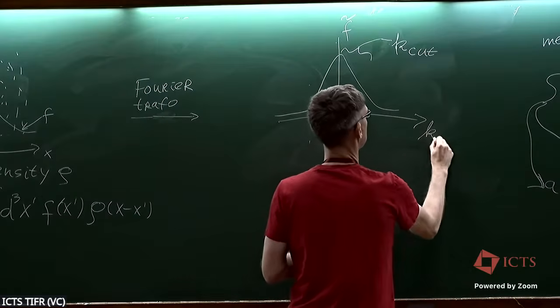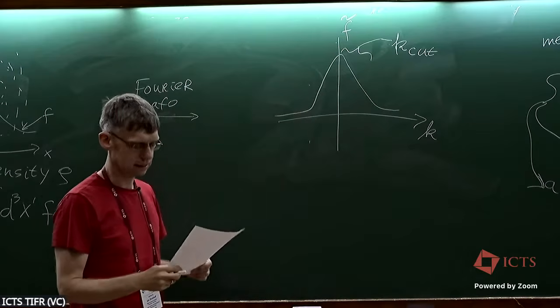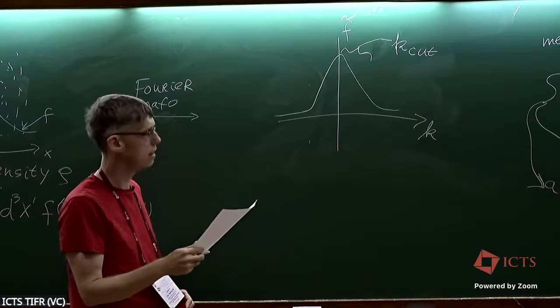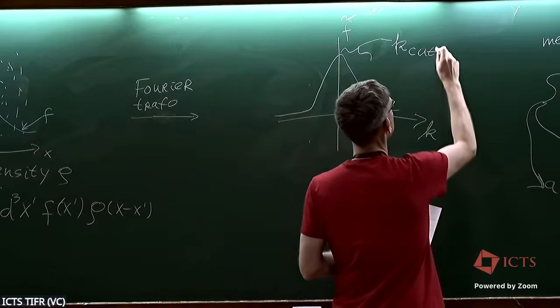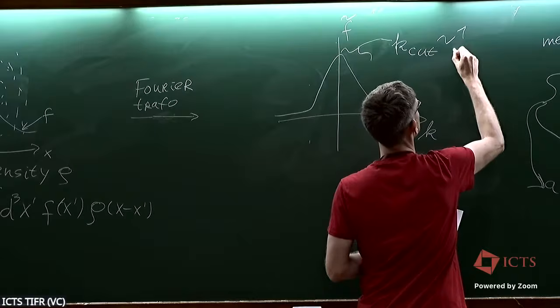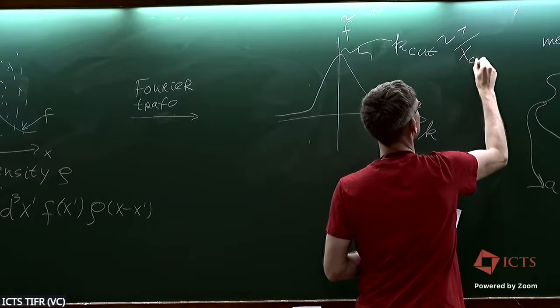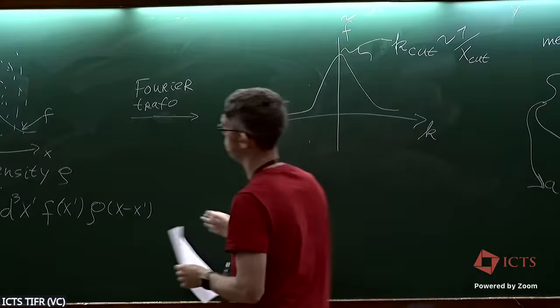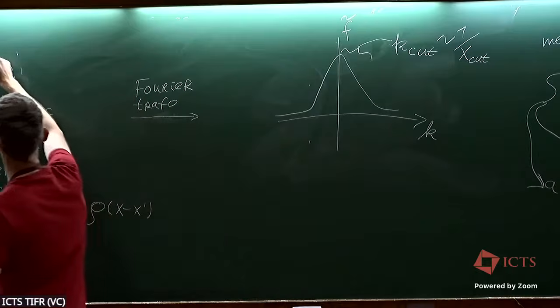So here, that's again on the x-axis, there's now the wave vector k. And this roughly is proportional to 1 over the cutoff in x space over here, right?